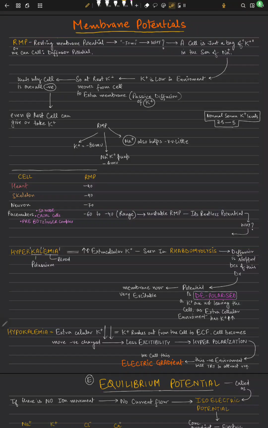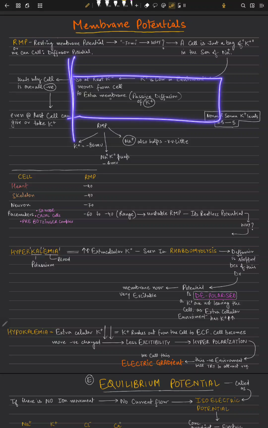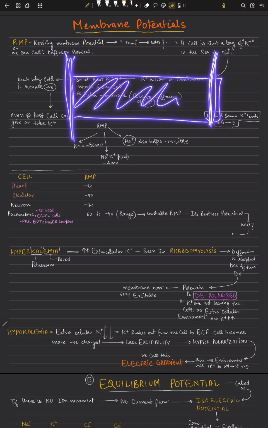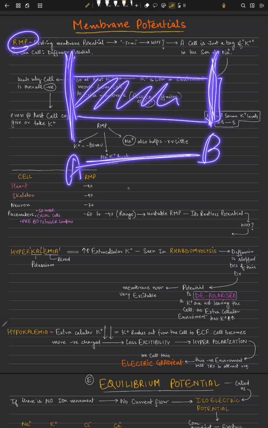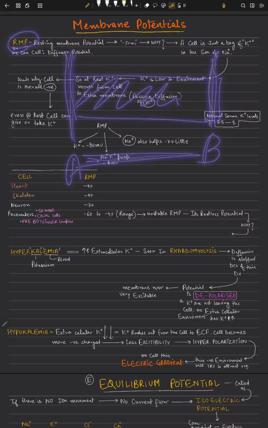Is the membrane potential. What is membrane potential? It's the potential difference across a membrane. This is a membrane and here is point A, here is point B. So the potential difference from point A to point B is my resting membrane potential, and it is when the membrane is resting.